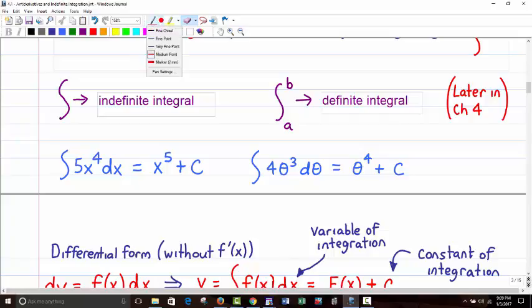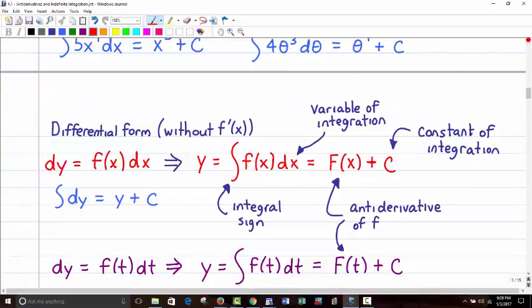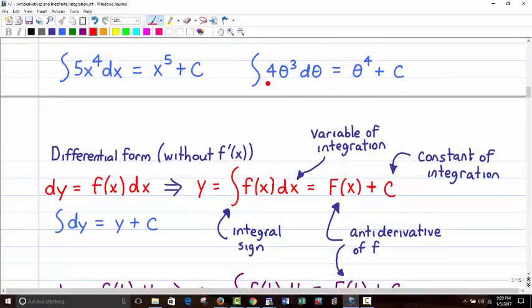And you don't always have to have variable x. So the antiderivative, or the integral, of 4 theta cubed d theta would just equal theta to the fourth plus c. And you can see, because the derivative of theta to the fourth equals 4 theta cubed.